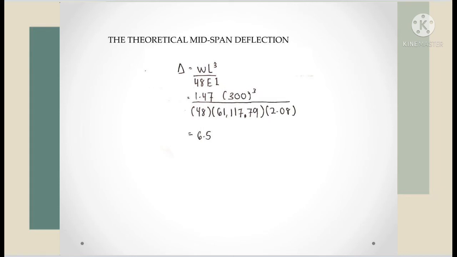For the first calculation, I will use my first load, that is 1.47 Newton. And I get the value for the theoretical mid-span deflection is 6.5. Using the same formula, I also calculate the theoretical mid-span deflection for my second load until my fifth load.